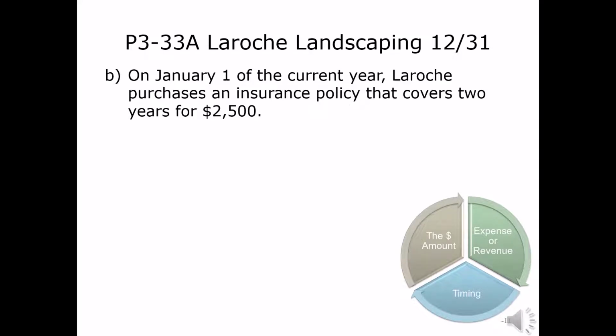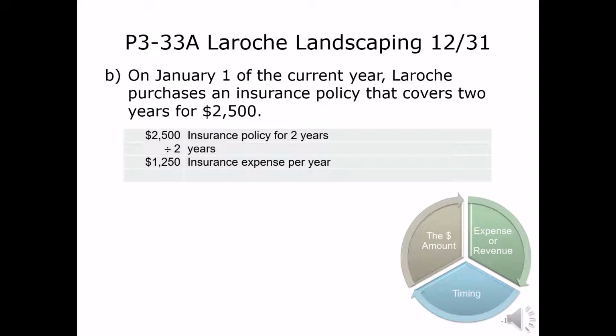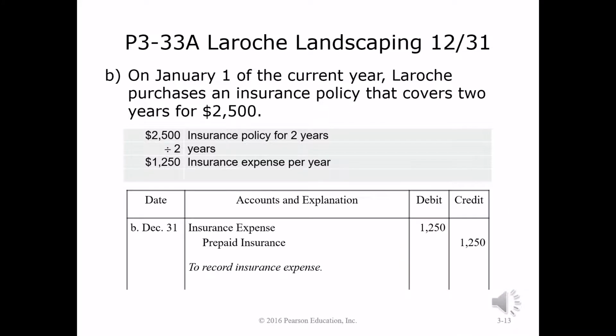So half of the amount is $1,250. And our journal entry on December 31 is insurance expense debited $1,250 and prepaid insurance credited $1,250. Notice our explanation is simple: to record insurance expense.